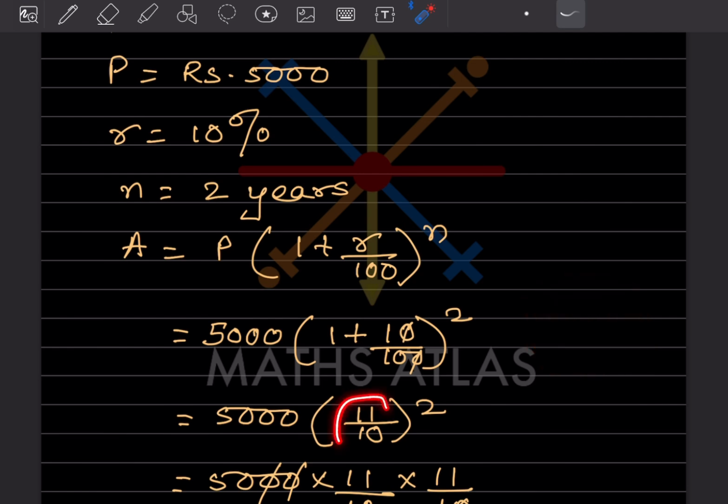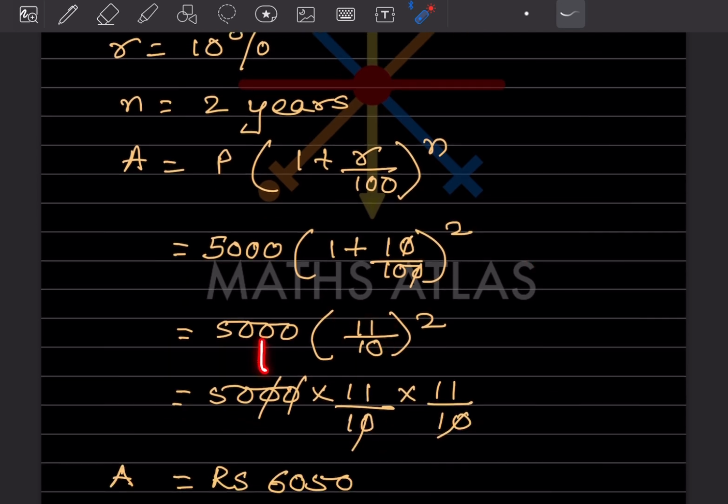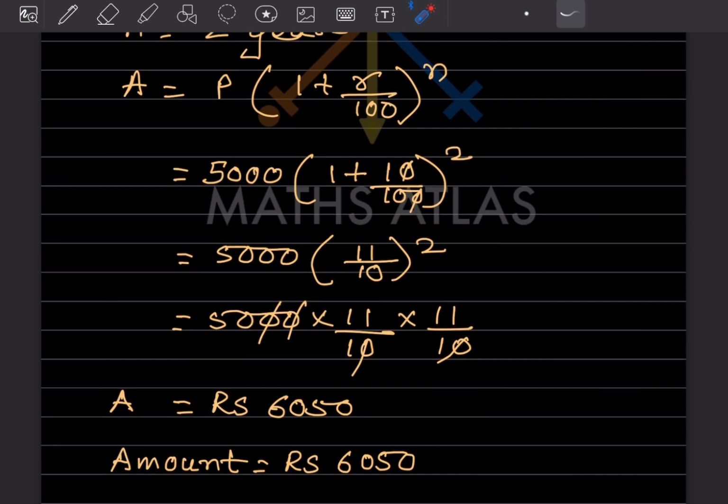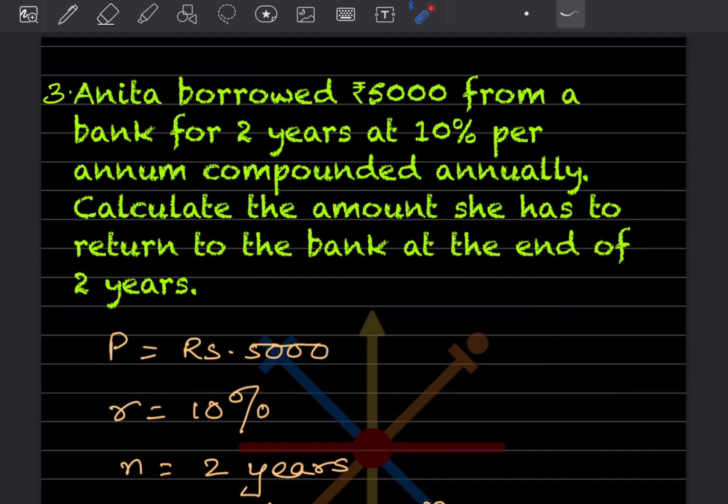11 by 10. So here 5,000 as it is, 11 by 10, you are going to multiply 2 times. So after simplifying, we get the amount is 6050. Here they have asked just to calculate the amount, so we don't have to go further.